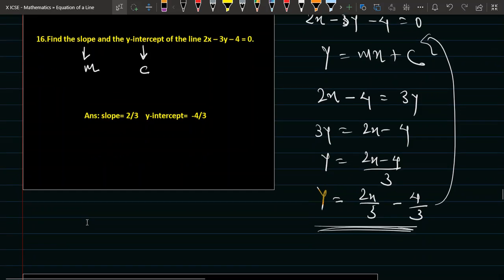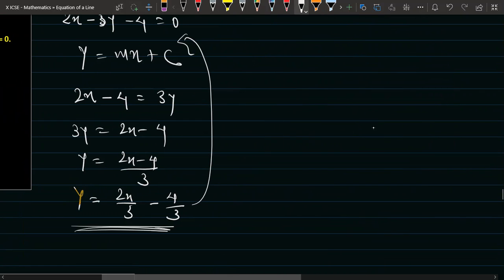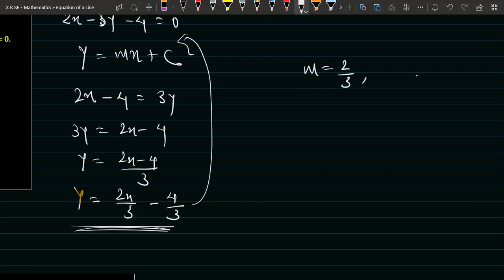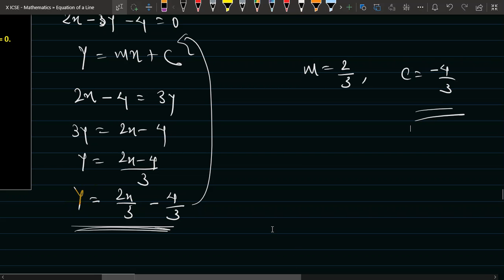That means we just have to do the comparison. What is the coefficient of x? 2 by 3. That is the slope, which is 2 by 3, and y-intercept is minus 4 by 3. Easy? Very easy question, right?